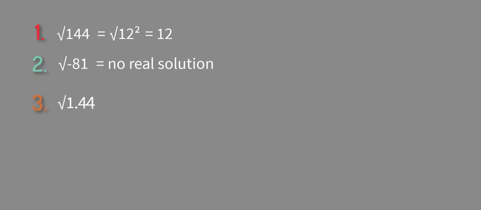With number 3, we have our first decimal in the example. We're still looking for what number squared is going to equal that decimal. It's similar to the first problem, if you notice, because the first problem had 144, and here we have 1.44. So what number squared equals 1.44? Well, that's going to be 1.2. So this equals the square root of 1.2 squared, which equals 1.2.